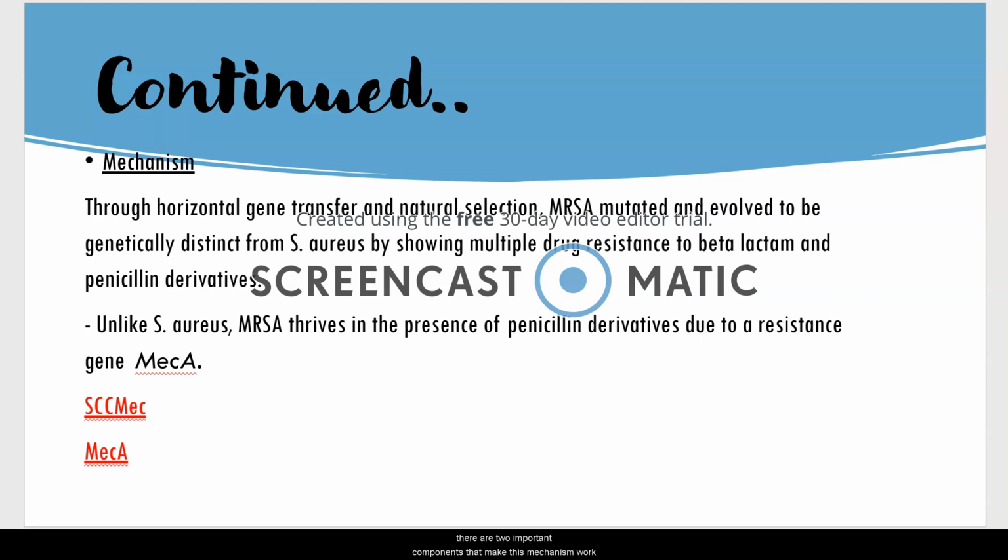For MRSA, there are two important components that make this mechanism work. SCC-mec, which stands for staphylococcal cassette chromosome, is a genomic island that contains additional genes associated with the antibiotic-resistance gene mecA, and there is mecA, which is a biomarker gene responsible for resistance to beta-lactam antibiotics. To put it simply, the combination of these two important components allows mecA to encode penicillin-binding proteins, resulting in peptidoglycan cross-linking and enabling cell wall synthesis even in the presence of antibiotics.